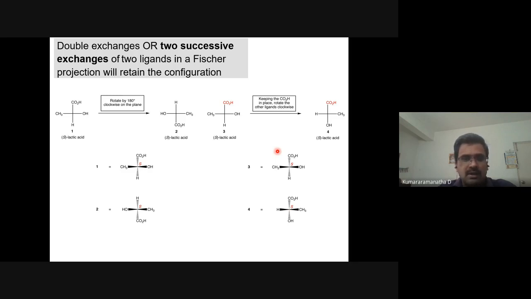Any doubt to anyone? So again, we were talking about CIP rules, where we assign the functional groups based on atomic number and based on the inner sphere, followed by, if there is any equivalence in that, then we go to the next set of carbon atoms. These are the main things in the CIP rules. But if you do a double exchange in the functional groups, we can retain the configuration accordingly. So is there any doubt to anyone?